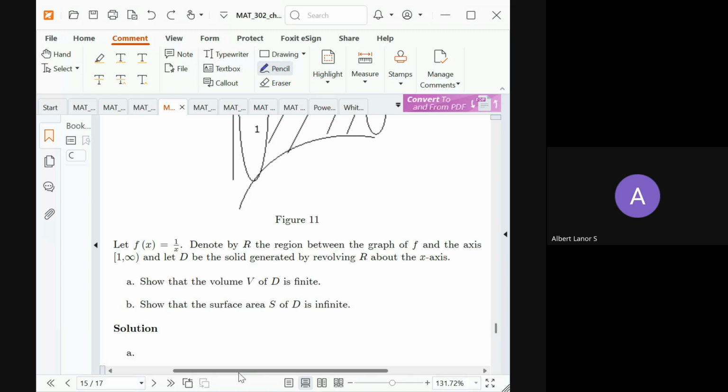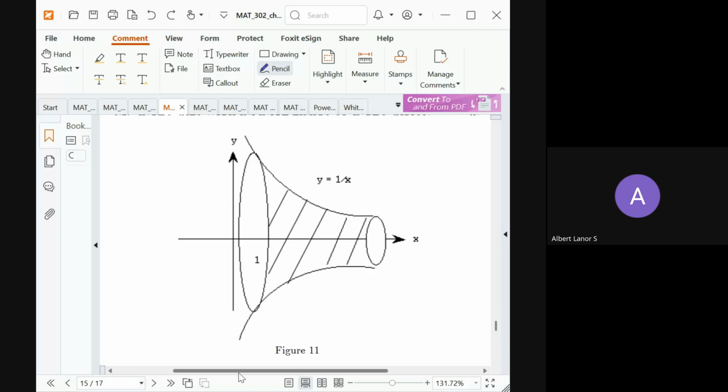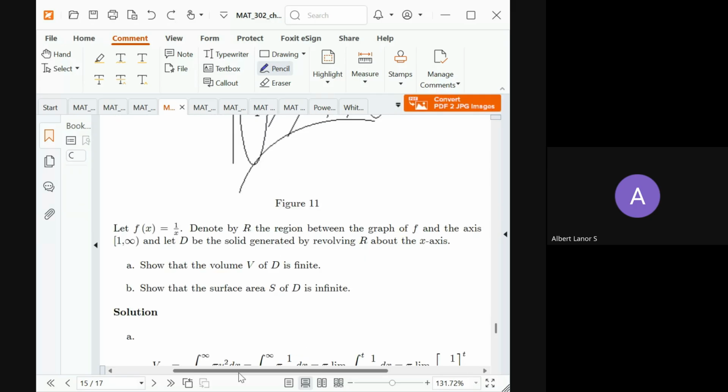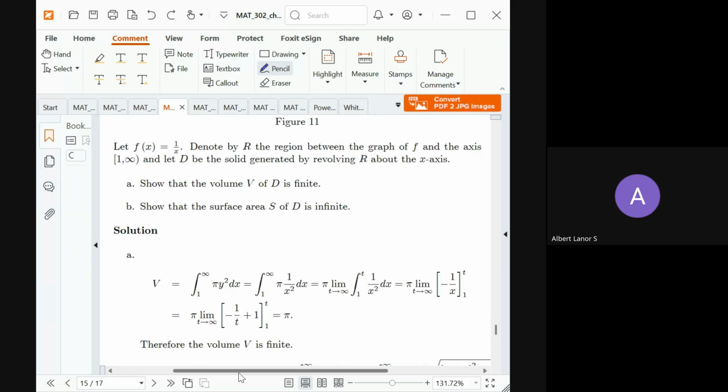So the volume is finite, but the surface area is infinite. Now, how do you find the volume of revolution? The volume of revolution. So from fundamental integration, you know that the volume is pi integral of y squared. The volume is pi integral of y squared.